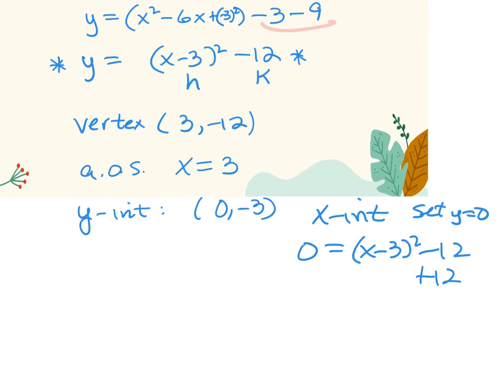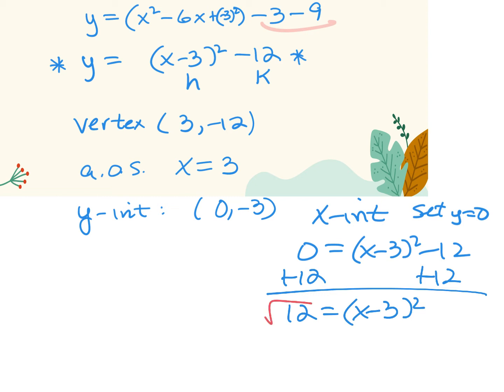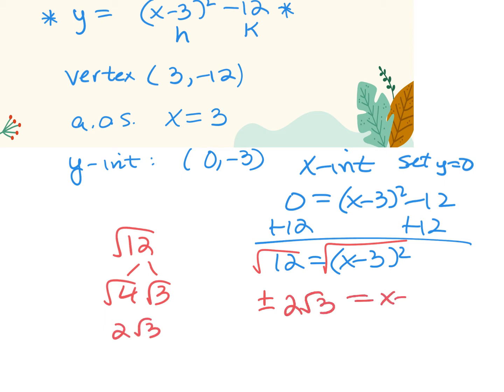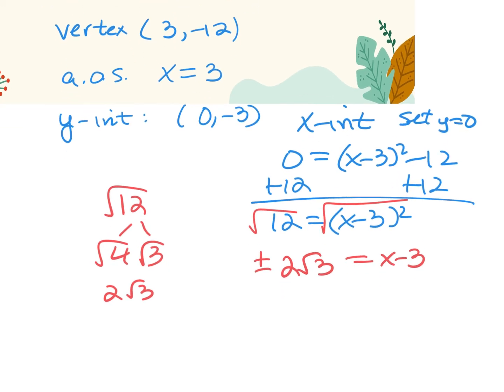Move the 12. 12 equals x minus 3 squared. Use the square root method. I need to put 12 in simplest radical form, so I could do 4 times 3. So it becomes 2 radical 3 equals x minus 3. And now I'll move the 3. And 3 plus or minus 2 square root 3 equals x.